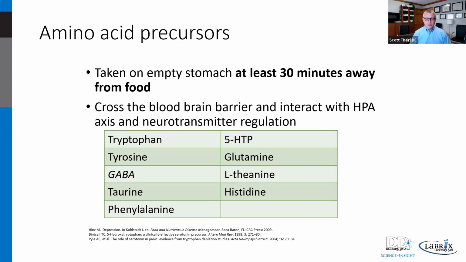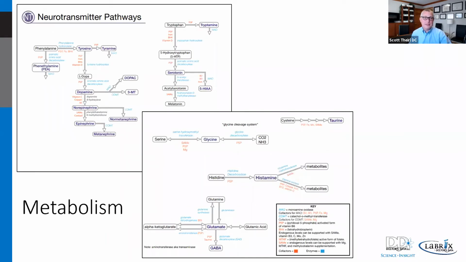Now, for those of you that are new to all these amino acids, fear not, there are lots of great flowcharts out there. And here's one such flowchart. This particular one comes from Labrix and Doctor's Data. It has the neurotransmitter pathways on it.